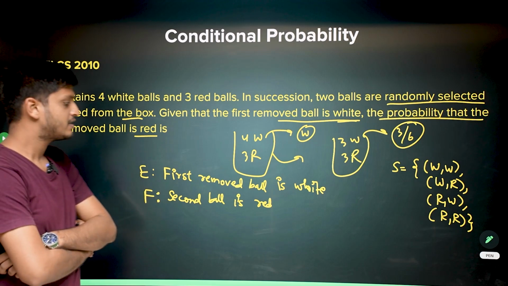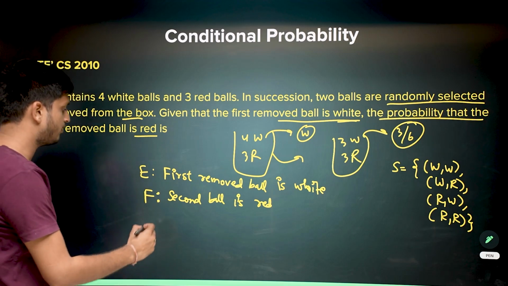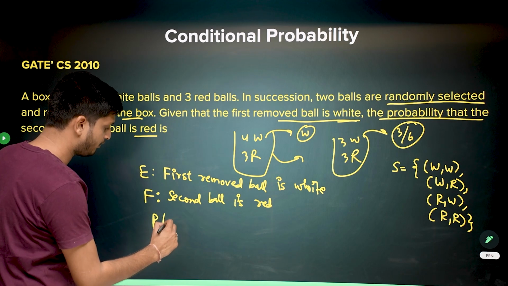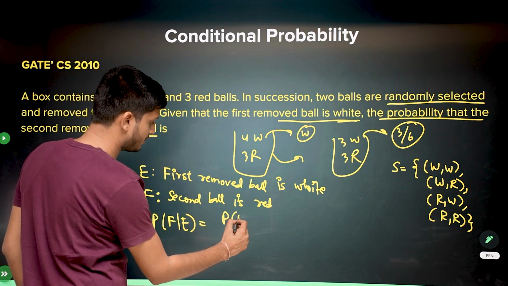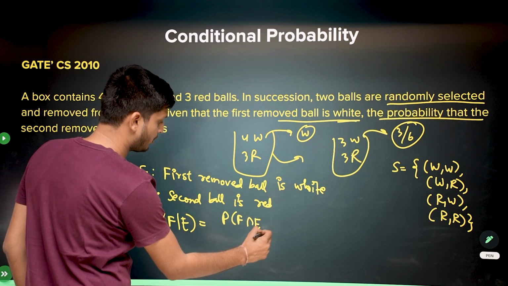And the event F is the second removed ball is red. Now we want the probability of F given E has already happened, which will be probability of F intersection E upon probability of E.